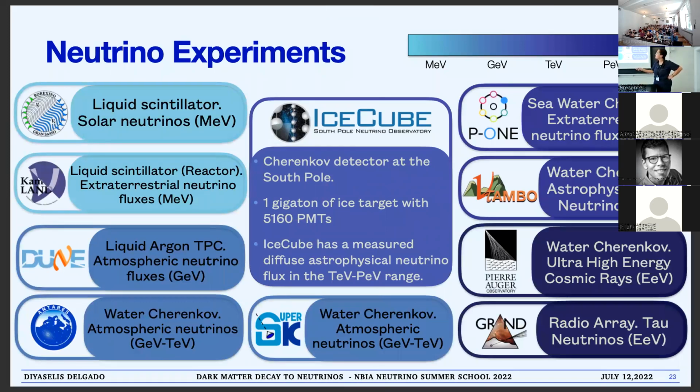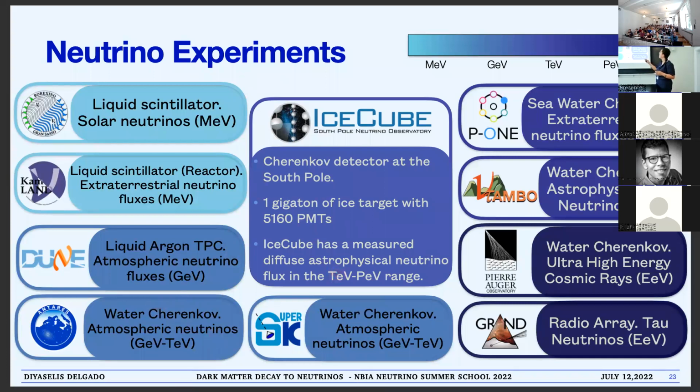Starting from the low energy scale, we have Borexino and KamLAND, which are both liquid scintillators on the MeV scale. One looks for solar neutrinos, and the other more generically looks for extraterrestrial neutrino fluxes. Then we have DUNE, which is a liquid argon TPC, looking for atmospheric neutrinos on the GeV scale. Down at the bottom here, we have ANTARES and Super-Kamiokande, both water Cherenkovs, looking for atmospheric neutrinos on the GeV-TeV scale.